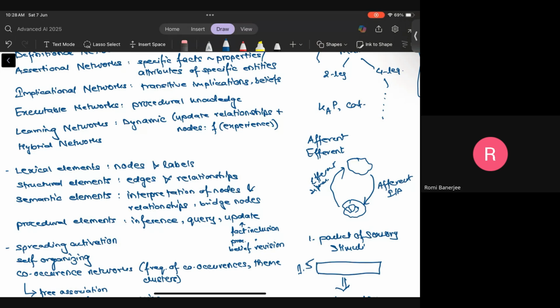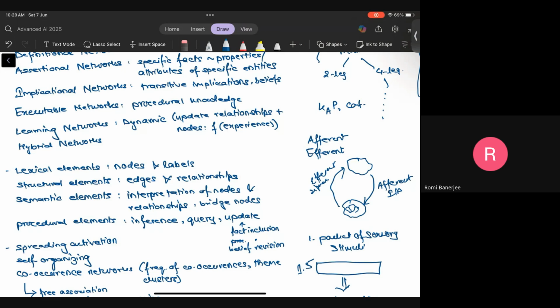What do these nodes mean? What do these nodes stand for? You can talk about different shapes of nodes. You can have circular nodes meaning one thing, oval nodes meaning one thing, rectangular nodes meaning one thing. So, what kind of semantic interpretation you are going to embed in your network is also a very important part of semantic network design. Okay, these semantic elements.